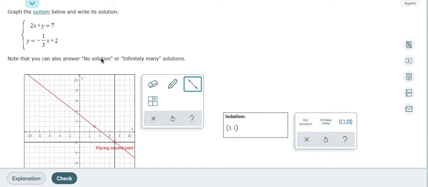It's Christine G, and I'm going to be going over this problem to graph the system of linear equations and write its solution. So first thing I'm going to do is find its solution algebraically.